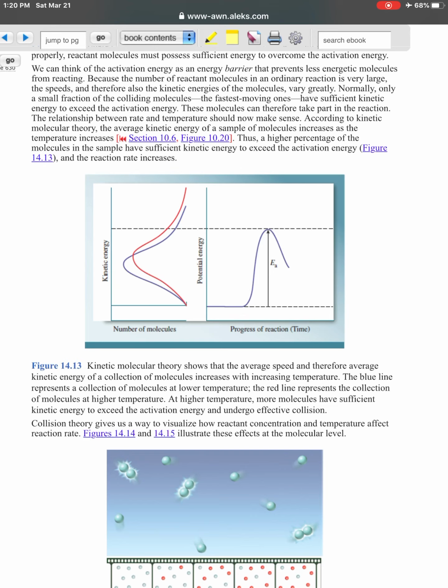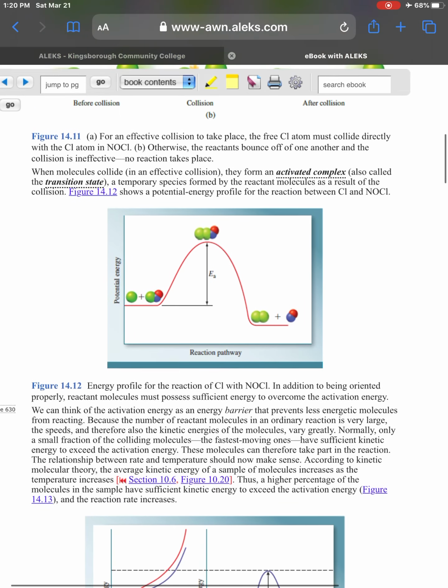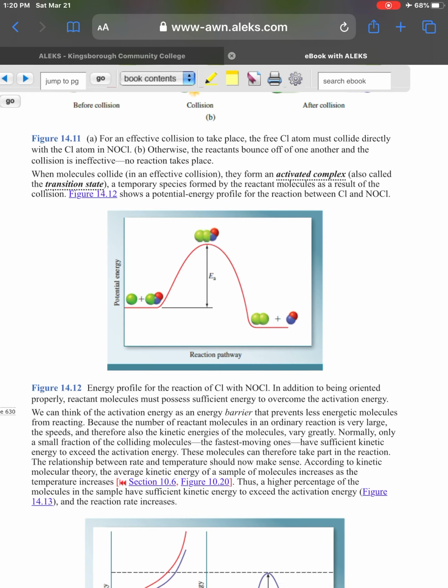The relationship between rate and temperature should make sense now. According to kinetic molecular theory, the average kinetic energy of a sample of molecules increases as the temperature increases, right? They go faster if it's hotter. Thus, a higher percentage of the molecules in the sample have sufficient kinetic energy to exceed the activation energy, right? So think about it this way, coming back to Figure 14.12. If those molecules collide with not enough energy, they can't overcome that hill. If they overcome that hill, however, you'll get products. Temperature is what determines how much energy they start with.